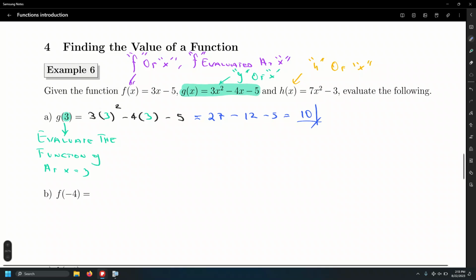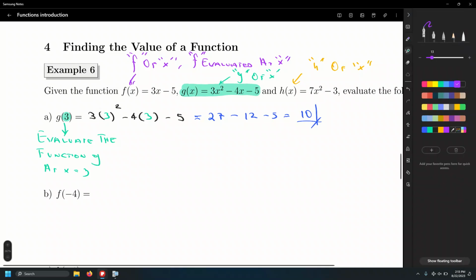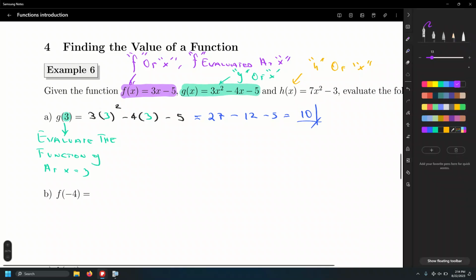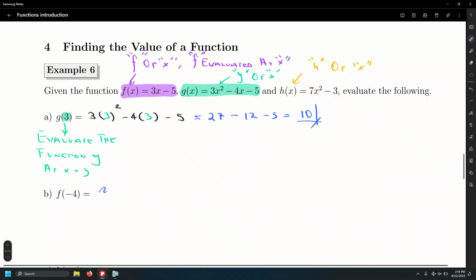I color code them, not label, not necessarily label. So this is our function f, 3x minus 5. I'm not going to write this anymore; I think one example is fine. What we're going to do is replace every instance of x, and by the way, there's only one, with the number -4 and simplify. So that is 3 times -4 minus 5.